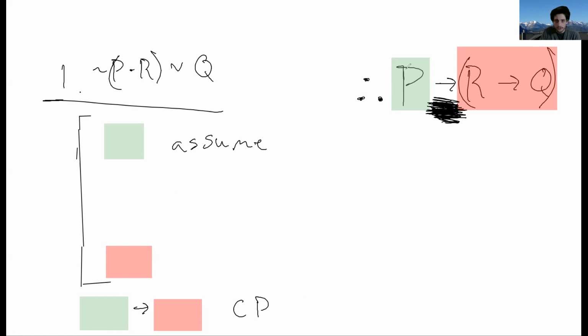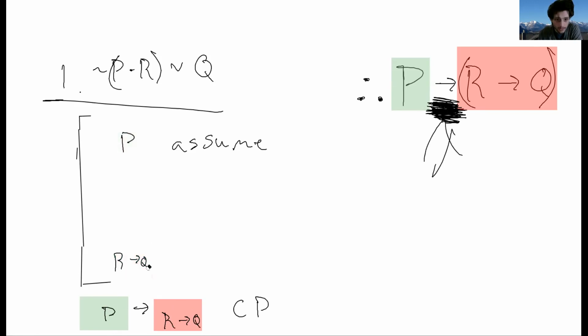And now, none of this is creative. None of this is hard or critical or anything like that. It's just noticing what the main operator is, and then putting this picture down. And now I just fill in, okay, what's green? P. What's red? R implies Q. Boom, done.